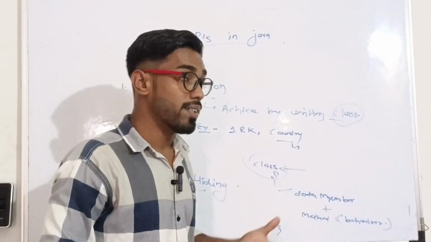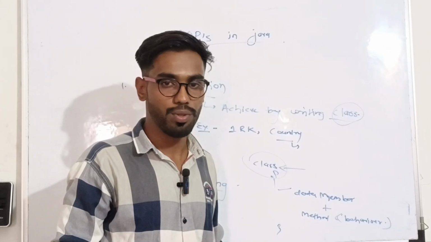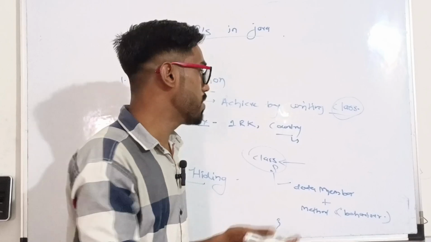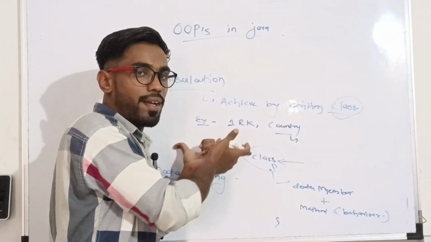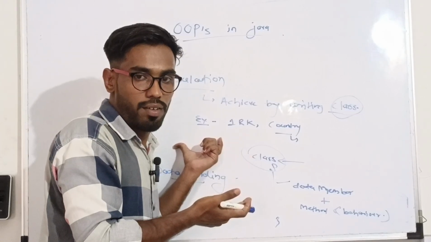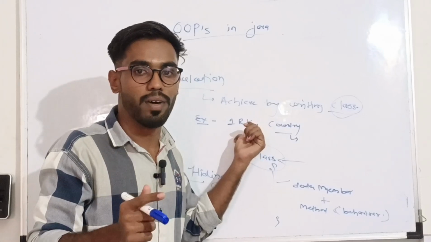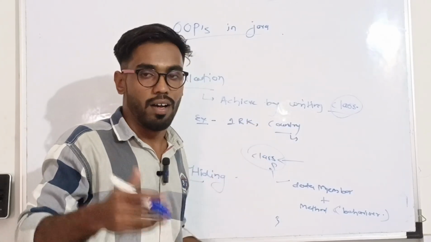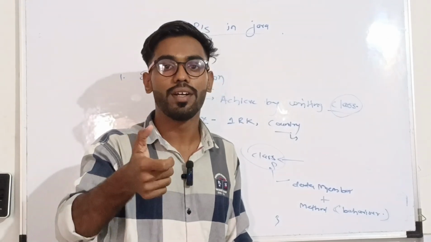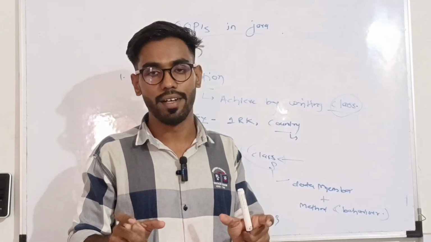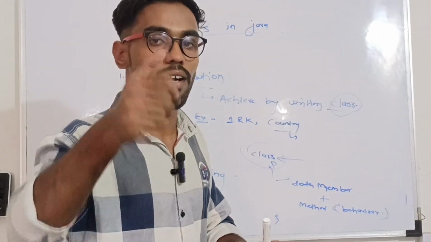Every program which we write in Java has encapsulation by default. For example, one RK. What is one RK? If a house is one RK, it is the combination of one room and one kitchen. Another example is a country. The country has states and union territories. The combination of union territories and states is a single unit, and that single unit is the country.